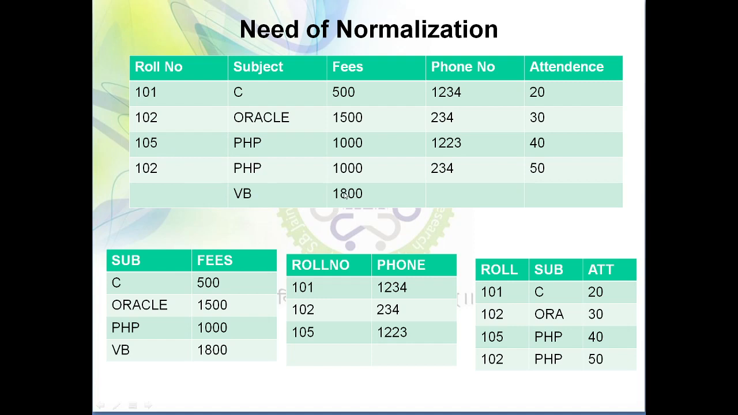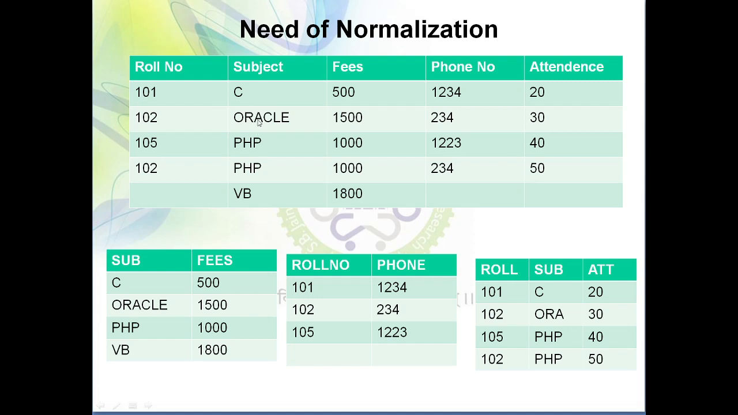Now the second is the deletion problem. Where do you face a deletion problem? Suppose I decide to delete the information of the student with roll number 102. So I will just delete row number 2. It not only deletes the information of the student, but also deletes the information of a subject, or you can say the information of a course as well.